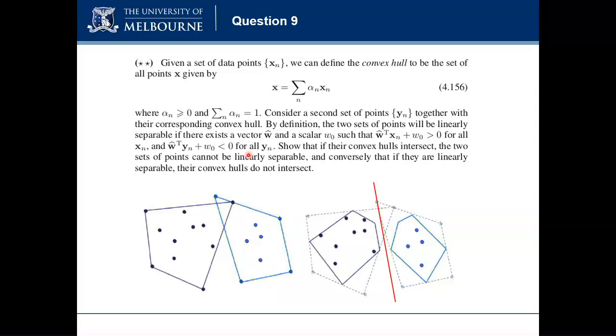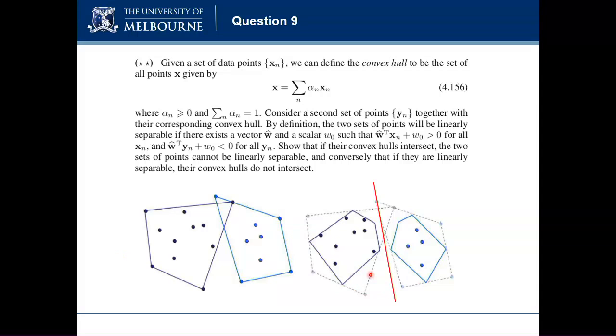And as I said, if you're equal to 0, you're smack in the middle. So the question asks us if the convex hulls intersect, right? The 2 sets of points cannot be linearly separable, and conversely, if they are linearly separable, they do not intersect. So this is the visual proof, right?